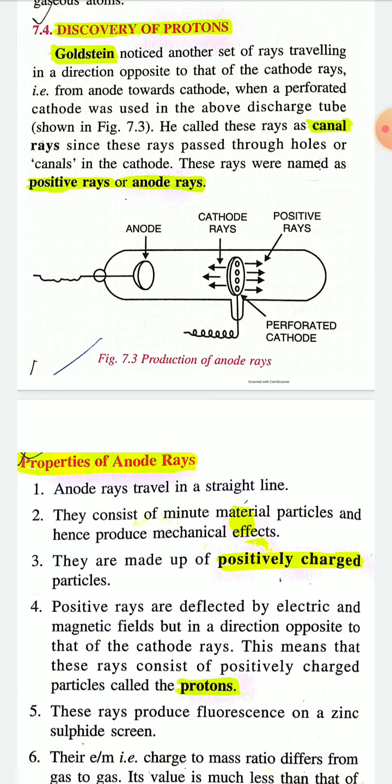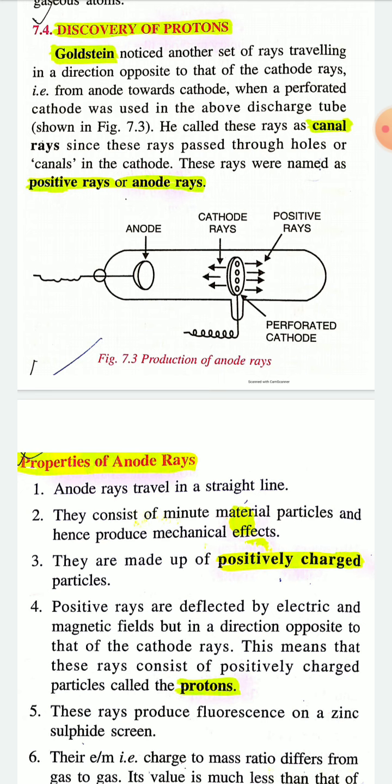Now, discovery of protons. Scientist Goldstein noticed another set of rays traveling in the direction opposite to that of the cathode rays, that is from the anode towards the cathode, when a perforated cathode was used in the discharge tube. He called these rays canal rays, since these rays pass through the holes or canals in the cathode.